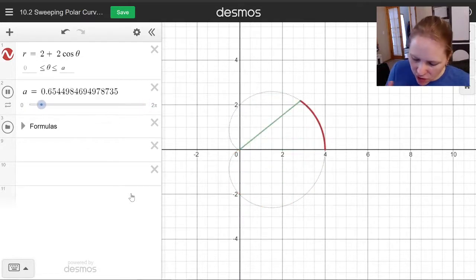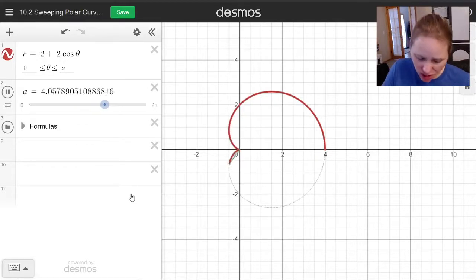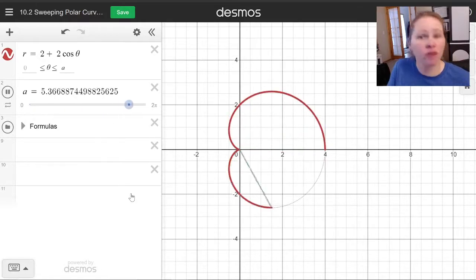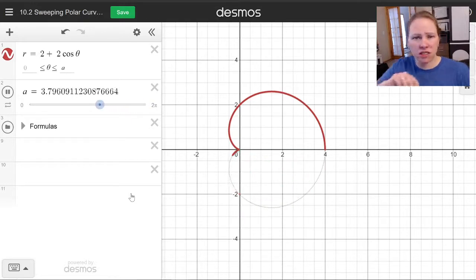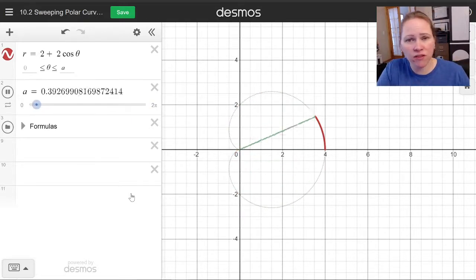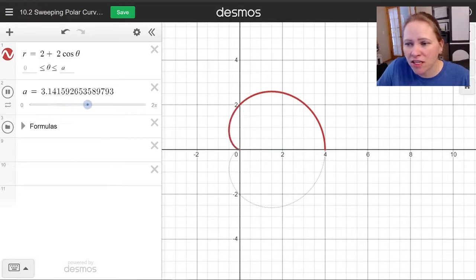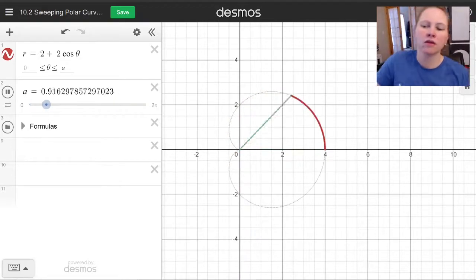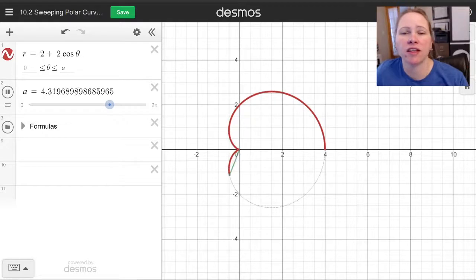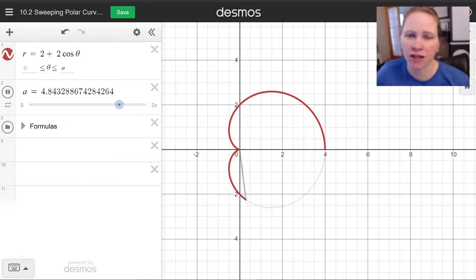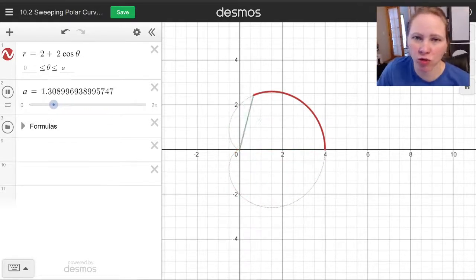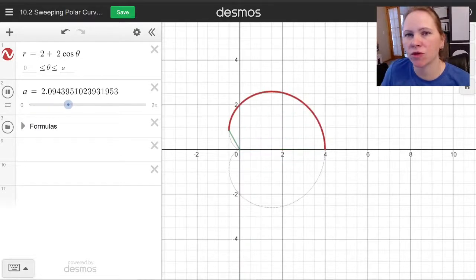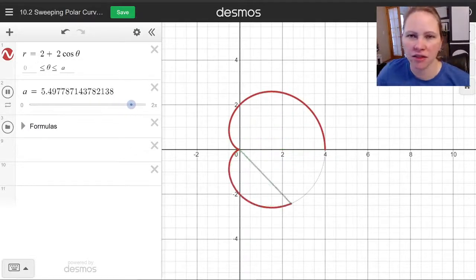We have a couple different types of graphs we're going to take a look at, but this is a really common one. And our goal in this chapter is to be able to find 3 types of things. We're going to discover what the derivative is so that we can find equations of tangent lines. And then we want to be able to find the area inside of a polar curve. And then we also want to be able to find the length of a polar curve. So those are the 3 things that we're going to be doing over the next couple of days and in these videos.